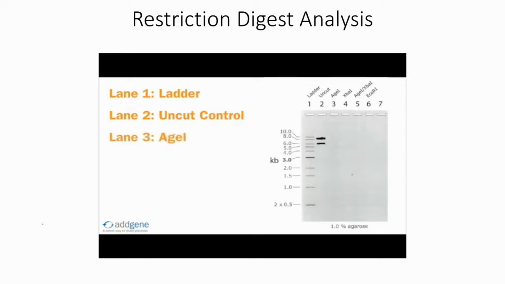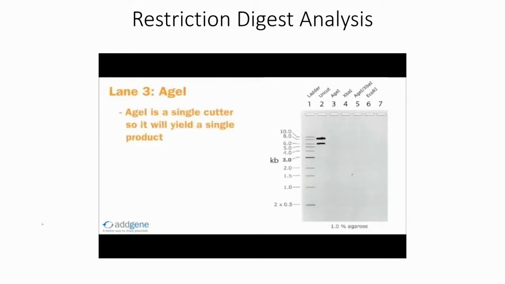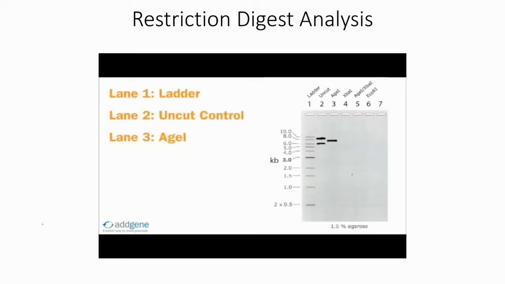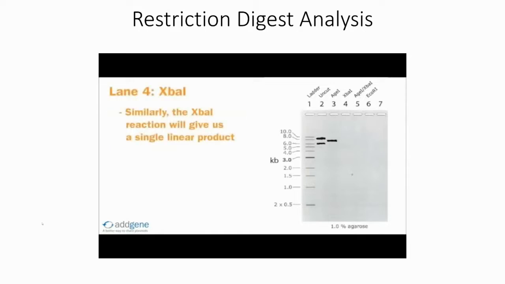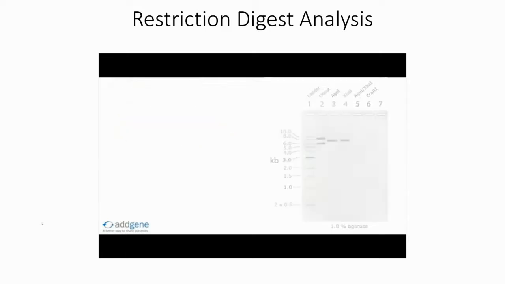Lane 3 is the AgeI digestion, which yields a single product. And because it's linear, its migration is consistent with a marker. So we expect to see a band at the 7.5 kb mark. Lane 4 is the XbaI digestion. Just like AgeI, it yields a single linear 7.5 kb band. So we expect to see a band in the same 7.5 kb spot.